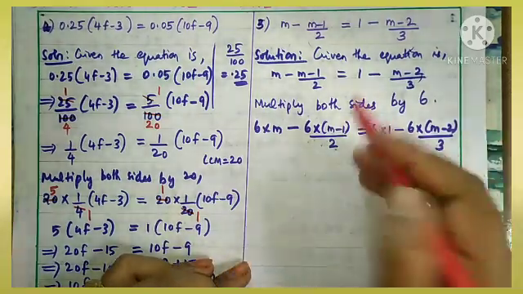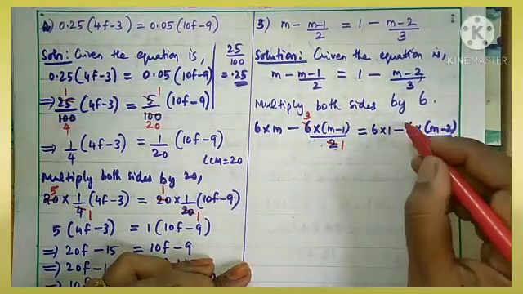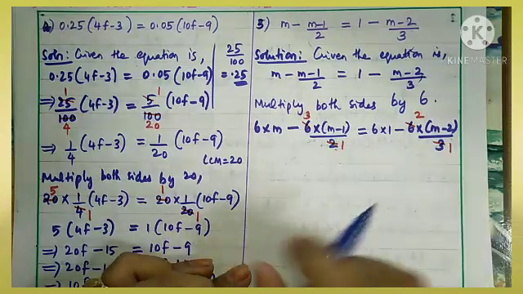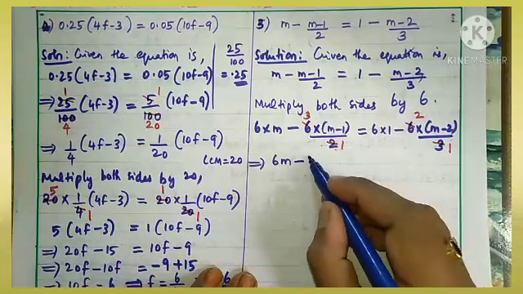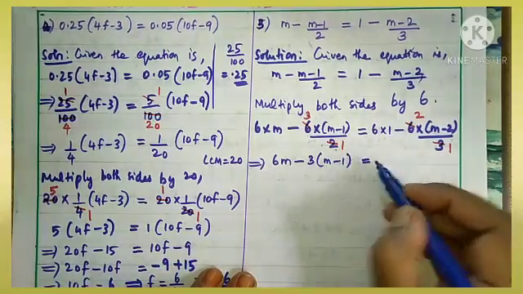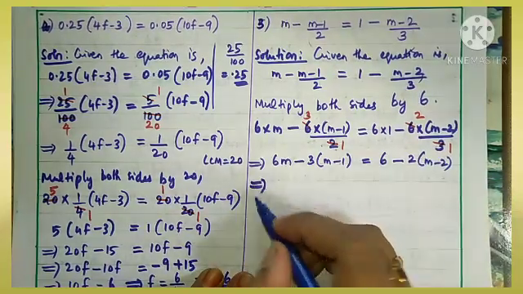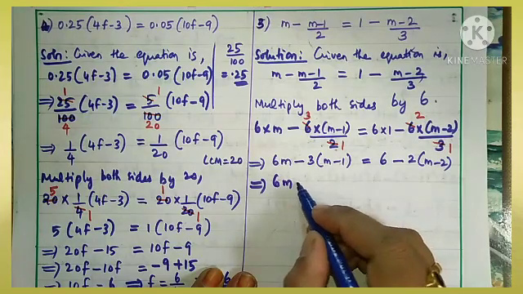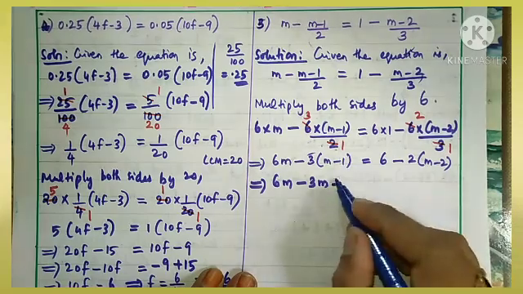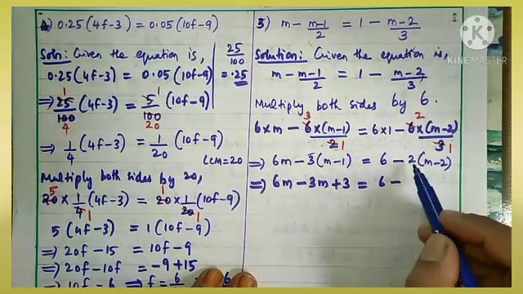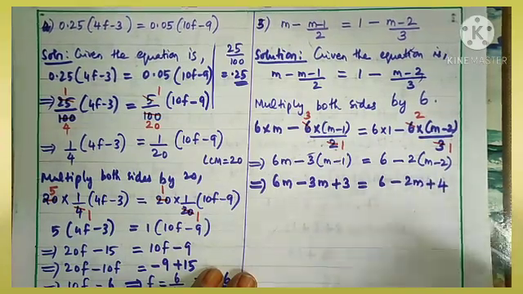You want to cancel. So here you see 1 2 is 2, 3 2s are 6, we can cancel. Here also 1 3 is 3, 2 3s are 6, we can cancel. Now write the remaining terms. This implies 6m minus 3 into m minus 1 equal to 6 minus 2 into m minus 2. Now our usual simplification, expand the bracket, minus 3 into m, 3m, then minus 3 into minus 1, it is plus 3 equal to 6 minus 2m, minus into minus 2 plus 4.